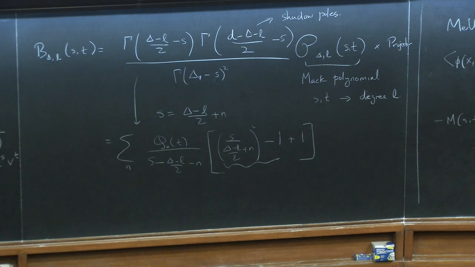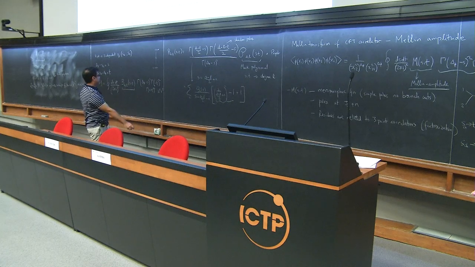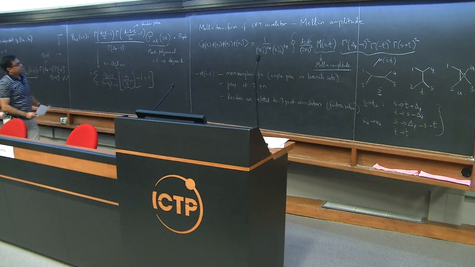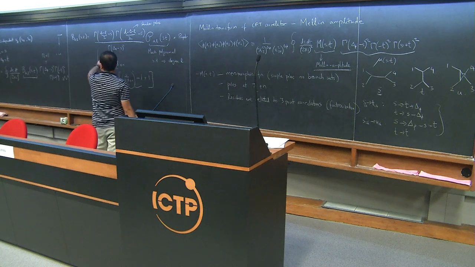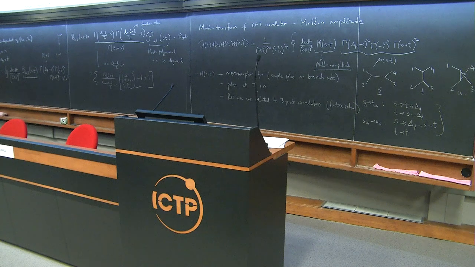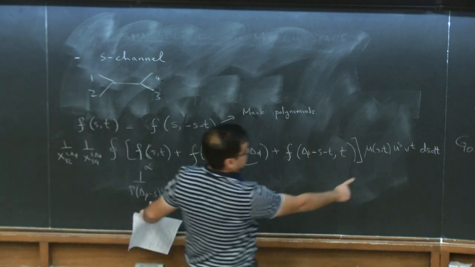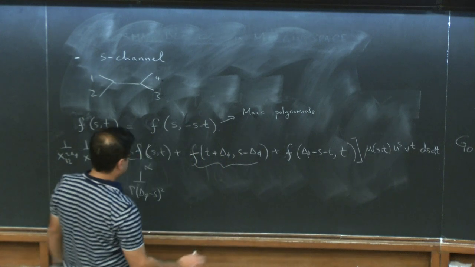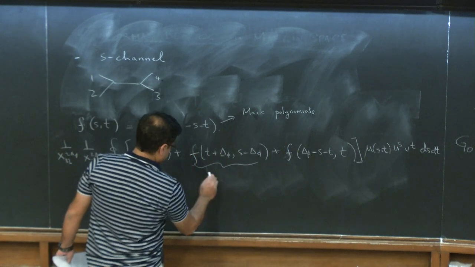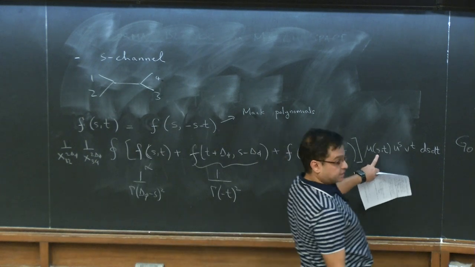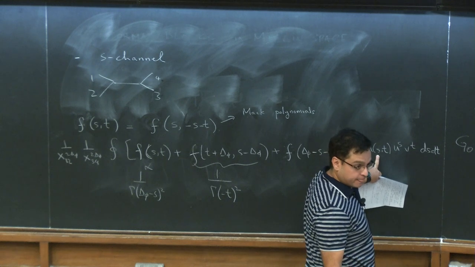Now, gamma of delta phi minus S square, when you do that replacement to go to the T channel, this factor just simply becomes gamma of minus T square. So the T channel expression, which is this, will be proportional to 1 over gamma of delta phi minus S square. So these double poles that come from the measure at S equal to delta phi plus N, they cancel. But this guy, under the transformation, is going to become gamma of minus T square. So the double poles that this measure has at S equal to delta phi plus N will remain.